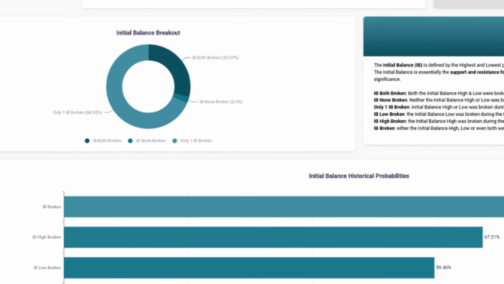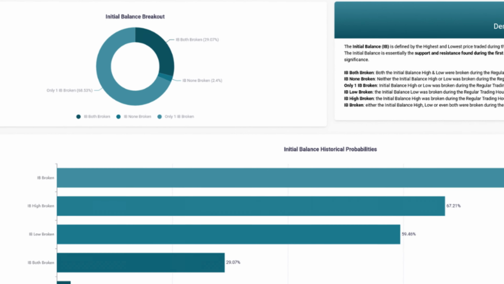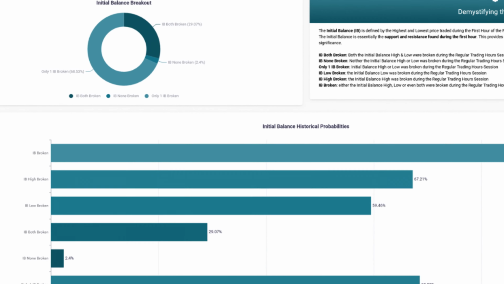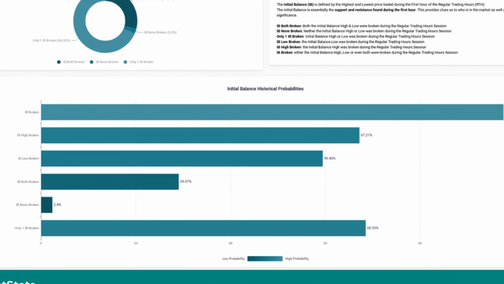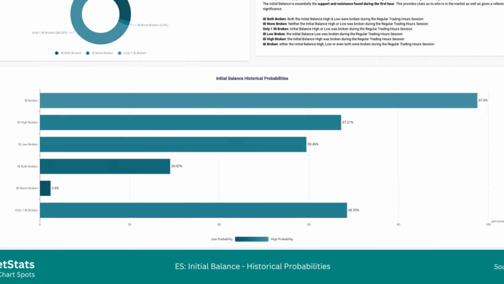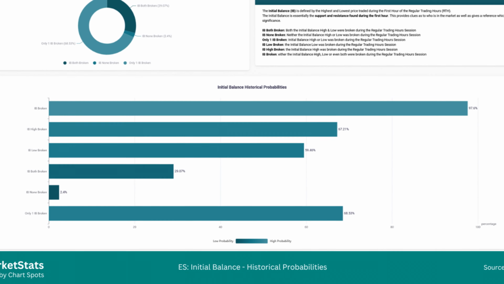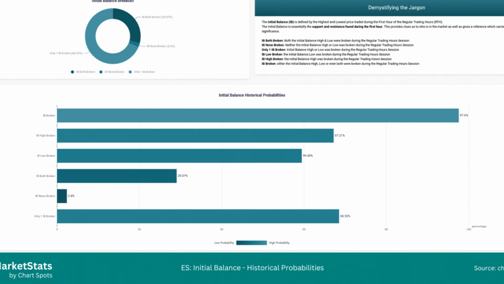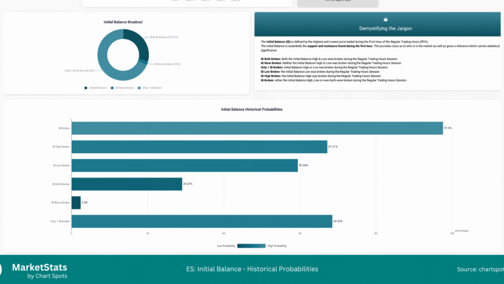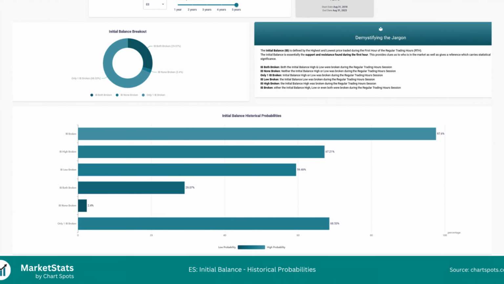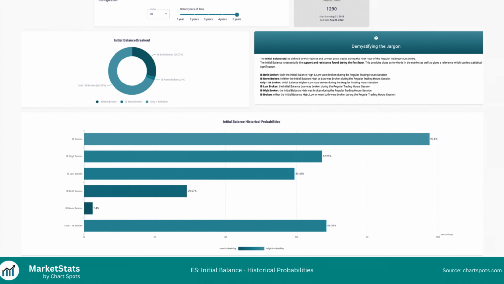Imagine knowing that 70% of the time when a certain condition is met, the market breaks out of the initial balance range to the upside. That's a high probability scenario you can leverage for a long trade. So, in essence, initial balance statistics can serve as a roadmap guiding you on when to enter or exit trades based on historical patterns.